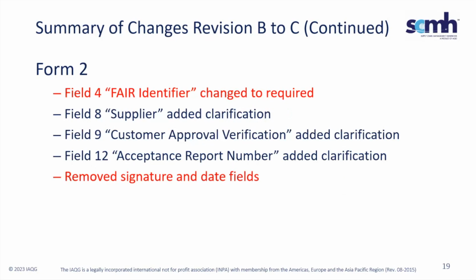Form 1, Field 4, FAIR identifier changed to required, which would be aligned to Field 1. Field 8, supplier, added formatted instructions for clarification. Field 9, customer approval verification, added a note for guidance on when the answer is no. Field 12, the acceptance report number, added note for software. And we removed the signature fields on Form 2 and Form 3. The signature on Form 1, Field 22, is verification that all the requirements of 9102 have been accounted for and accomplished.